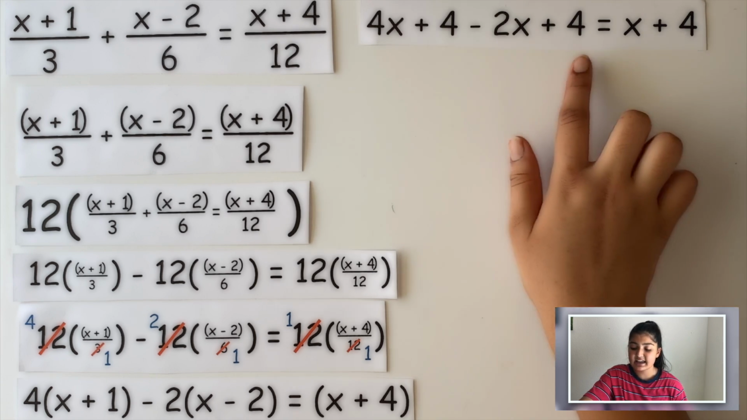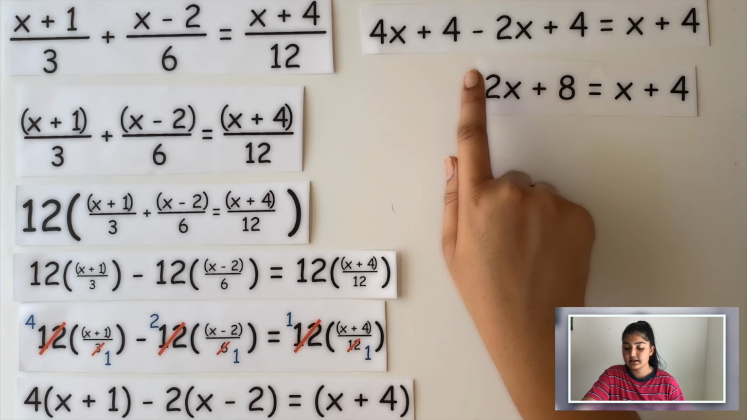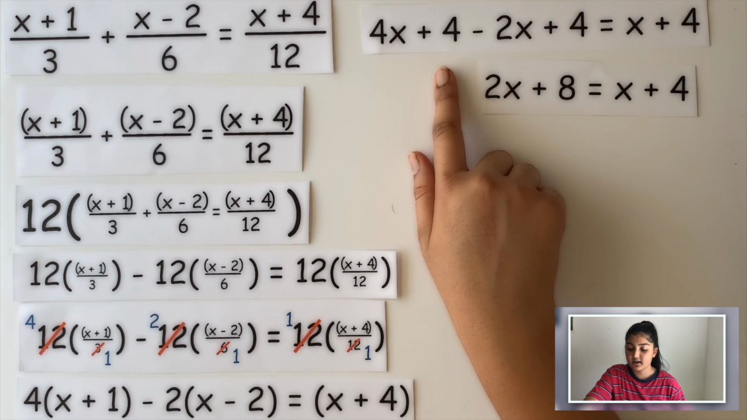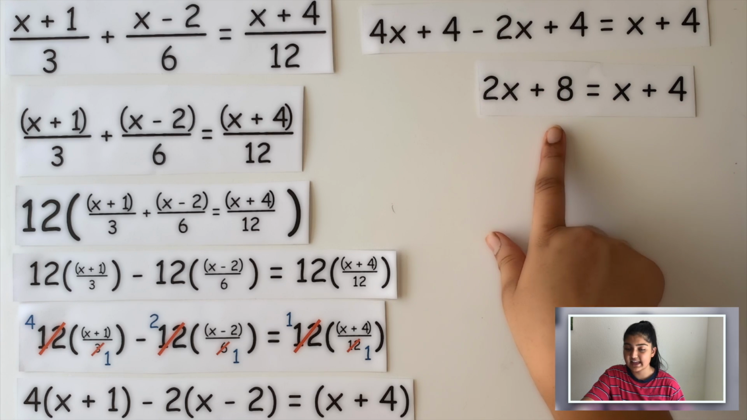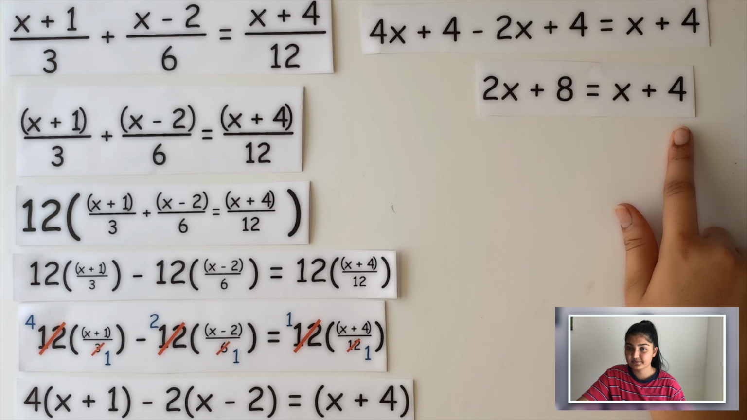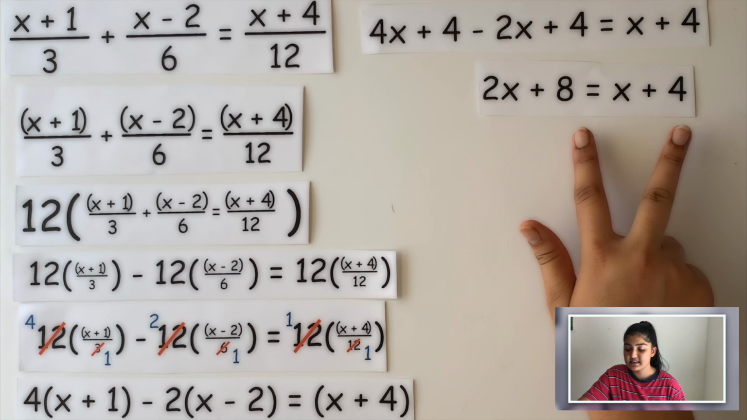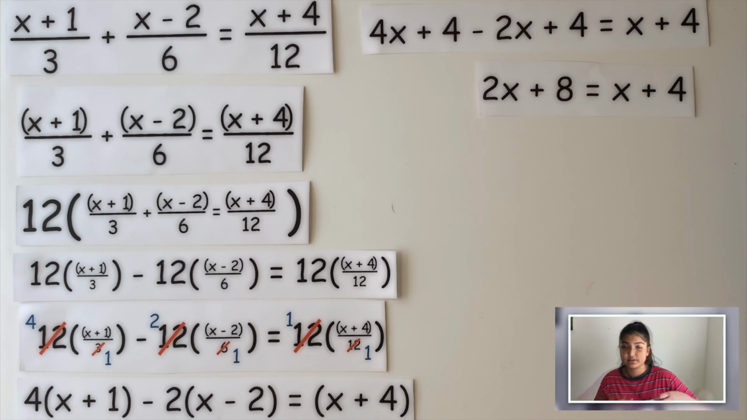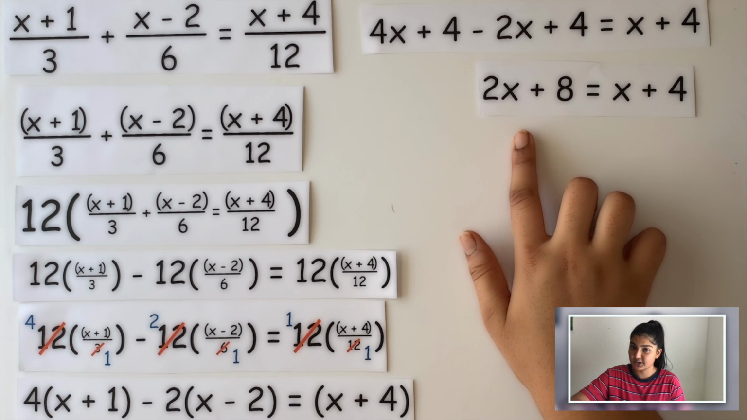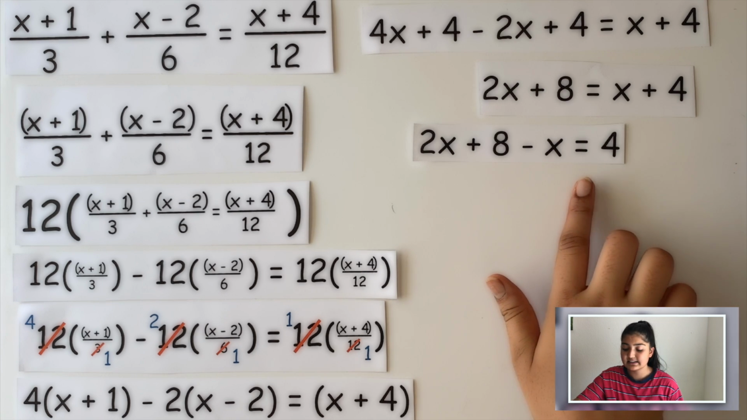Now, let's simplify the left side of this equation. 4x minus 2x is 2x, and 4 plus 4 is 8. This is equal to x plus 4. Now, let's bring the variables to one side and the constants to the other. So we can start by bringing x to this side of the equation. 2x plus 8 minus x is equal to 4.